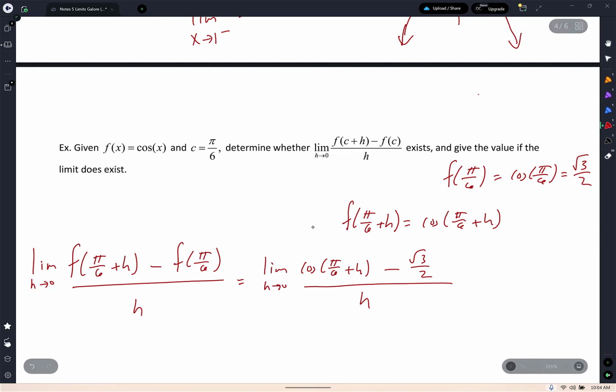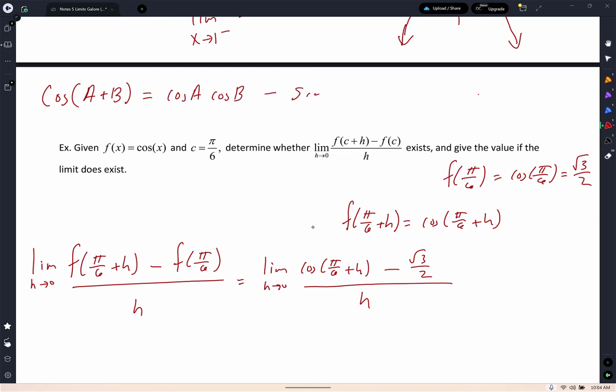Are we still okay? All right. Once you get to there, guys, you can't simplify anymore unless you use a property from your pre-cal days. Do you remember what cosine of A plus B is? I don't know how in depth we went with this last year because it wasn't tested on AP. This is cosine A cosine B minus sine A sine B. Does that look familiar?